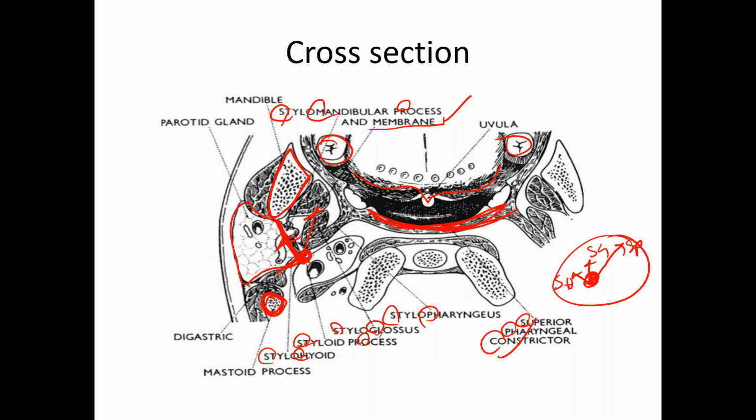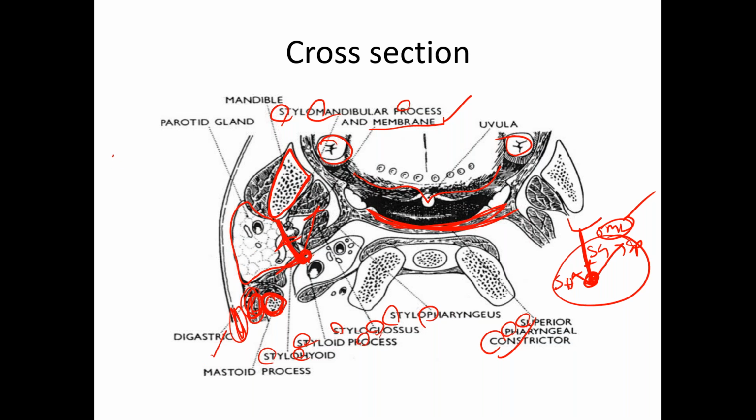From the styloid process to the level of the mandible, this is the stylomandibular ligament. This is the thing that you should keep in your mind. So, all the important structures that are there: this is the posterior belly of digastric, and you have the sternocleidomastoid also.